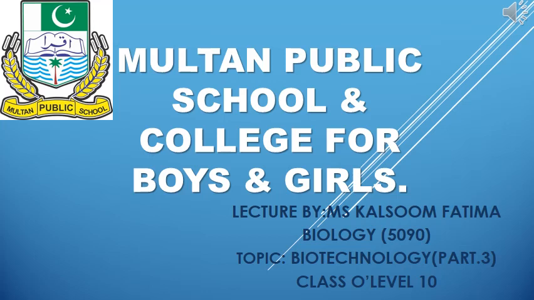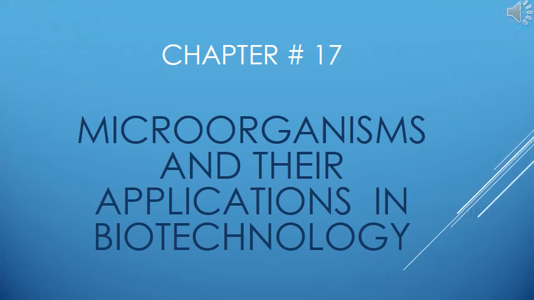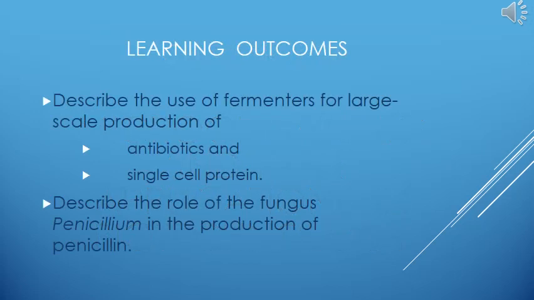This is Biology 5090 and today we will study Biotechnology, part 3 of chapter 17. Dears, today we will study the last part of chapter 17, microorganisms and their applications in biotechnology. By the end of this video, you should be able to describe the use of fermenters for large-scale production of antibiotics and single-cell protein. And then you should be able to describe the role of the fungus Penicillium in the production of penicillin, which is an antibiotic.